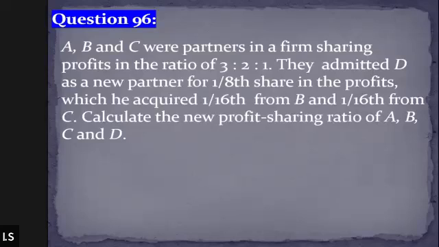See, the thing is that D will be acquiring the share from B and C only. D is not acquiring anything from A. So do you understand the meaning of it? It means that A is not sacrificing at all. If A is not sacrificing, that means A is going to retain the same proportion of share.